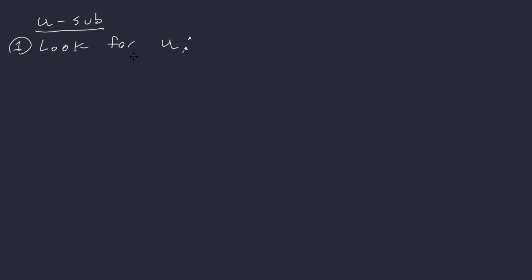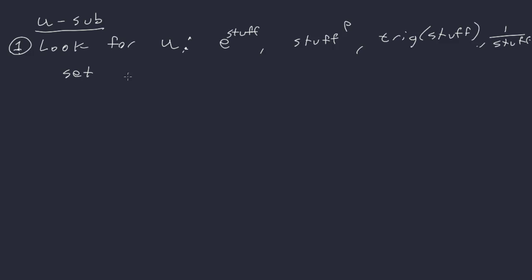Okay, so the overall process for u-sub, let me write this out before we look at that next example. One, we want to look for u. You're going to look for things like e to the stuff, or stuff to a power, or a trig function of stuff, or 1 over some stuff. You're basically looking for stuff within a function, and so you set u equal to the stuff.